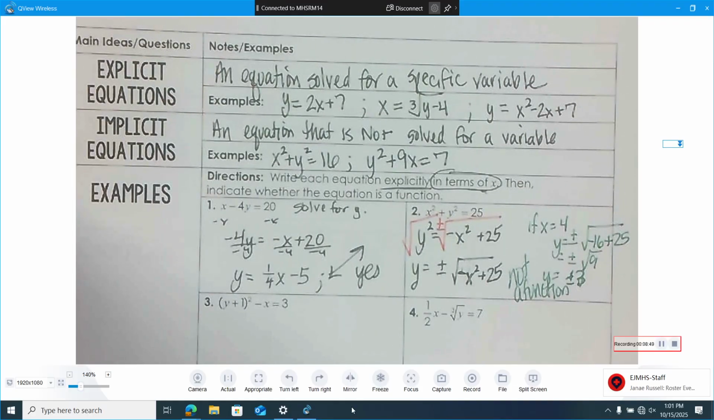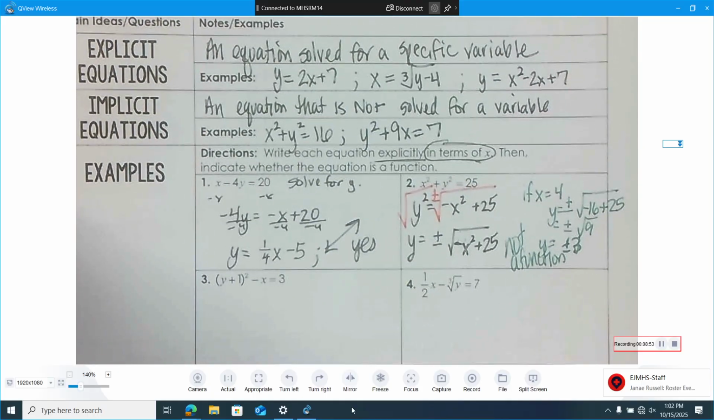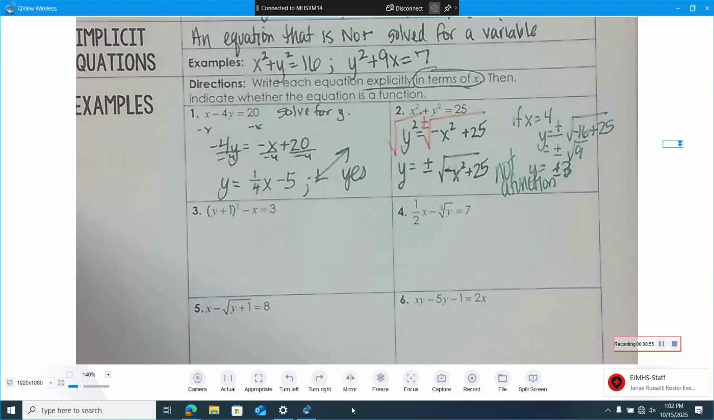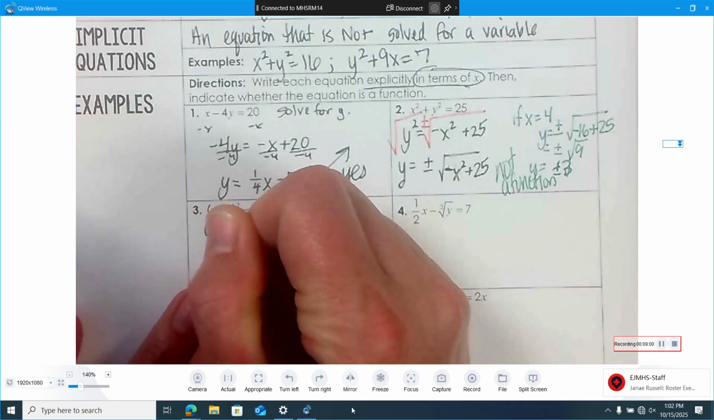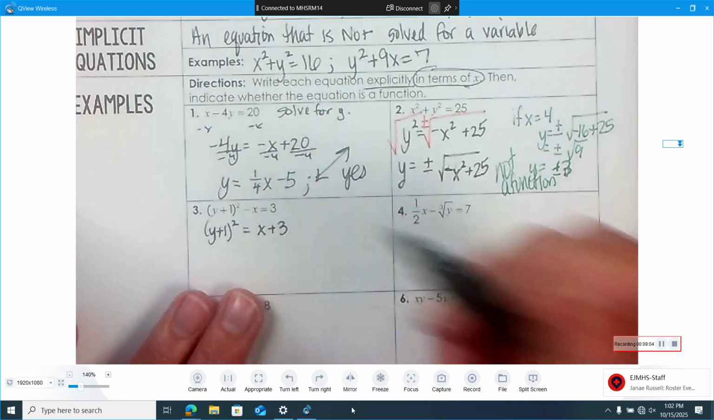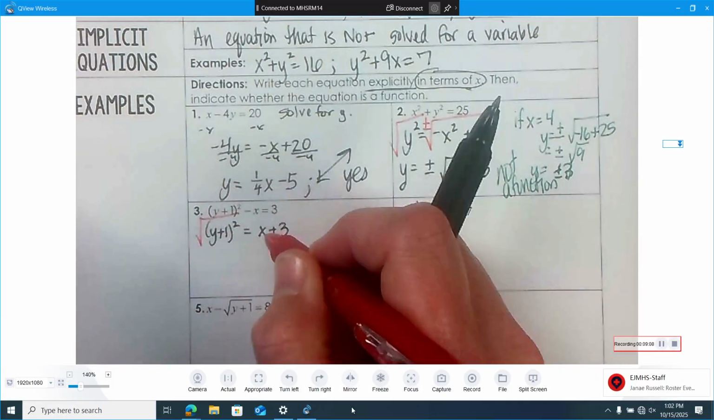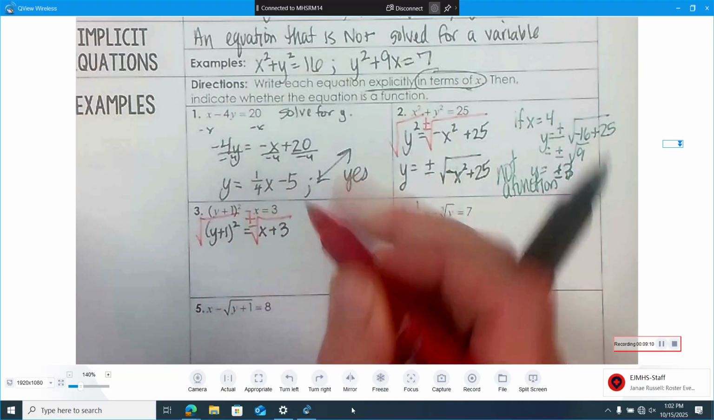All right, let's look at number 3. We got to get y by itself. What should we do first? Add the x. Y plus 1 quantity squared equals x plus 3, or 3 plus x. And then what should we do? Square root. What do you need to remember when you take a square root? Plus or minus. Very good.